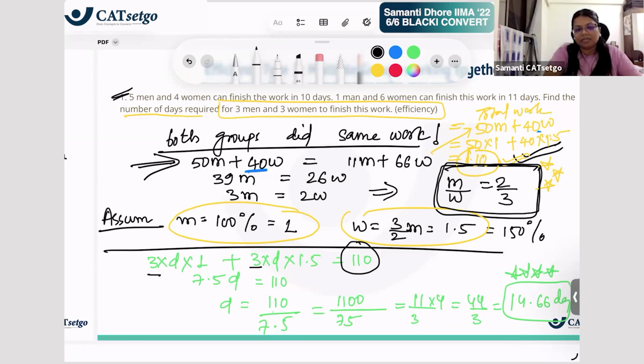Okay. If somebody is asking me a question, which question है किसी का? नहीं. Right? Okay. Cool. So this is it. I hope you've understood it.